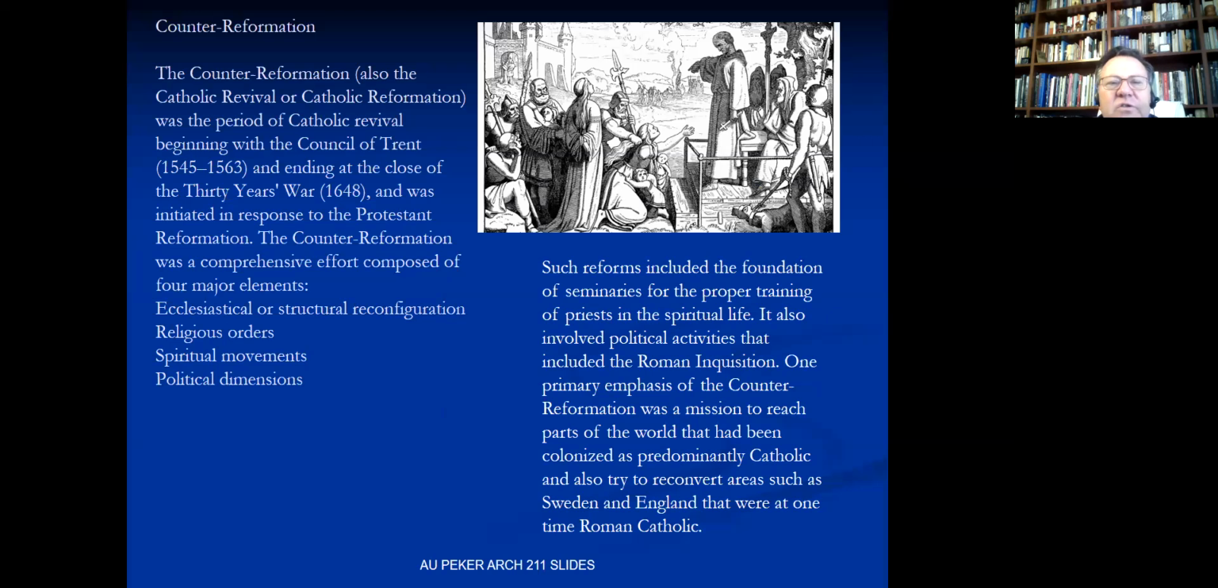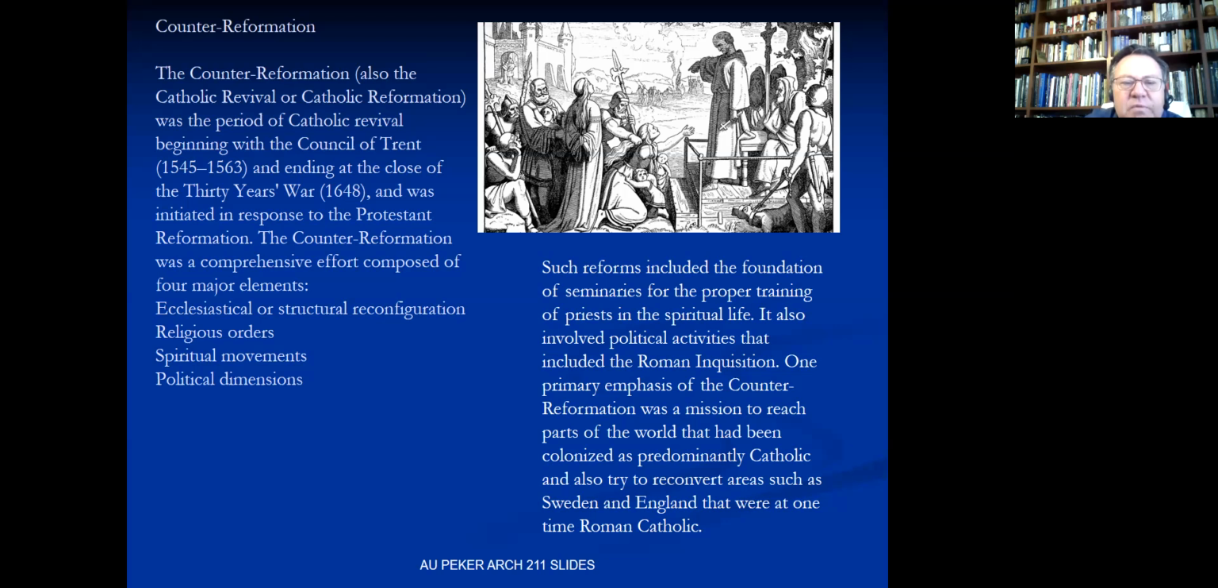The Counter-Reformation, also the Catholic Revival or Catholic Reformation, was the period of Catholic Revival beginning with the Council of Trent and ending at the close of the 30 Years' War in the middle of the 17th century. So from the middle of the 16th to the middle of the 17th century, we have this period of Catholic Revival. It began with the Council of Trent and finalized with the 30 Years' War. It was initiated in response to the Protestant Reformation.